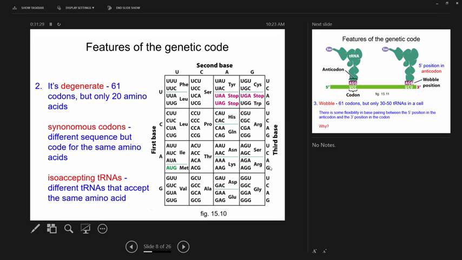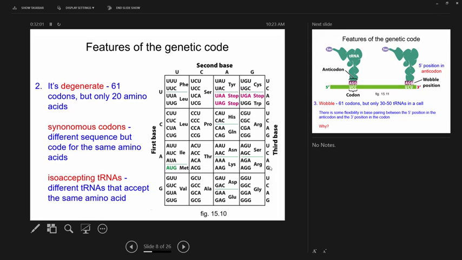It's dead. All right. So because the code is degenerate, that means there are a lot of synonymous codons, just like synonyms are 2 words that mean the same thing. CCA and CCG are synonyms, or synonymous codons, for proline. Likewise, there are going to be what's called iso-accepting transfer RNAs. So transfer RNAs each have on them an amino acid.